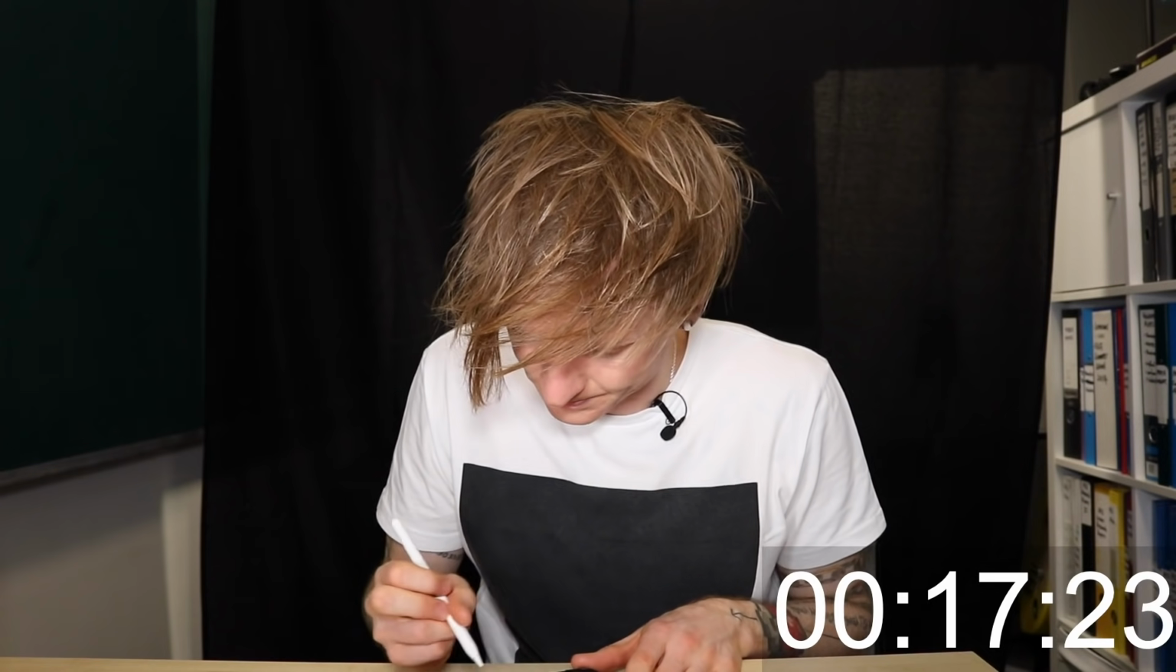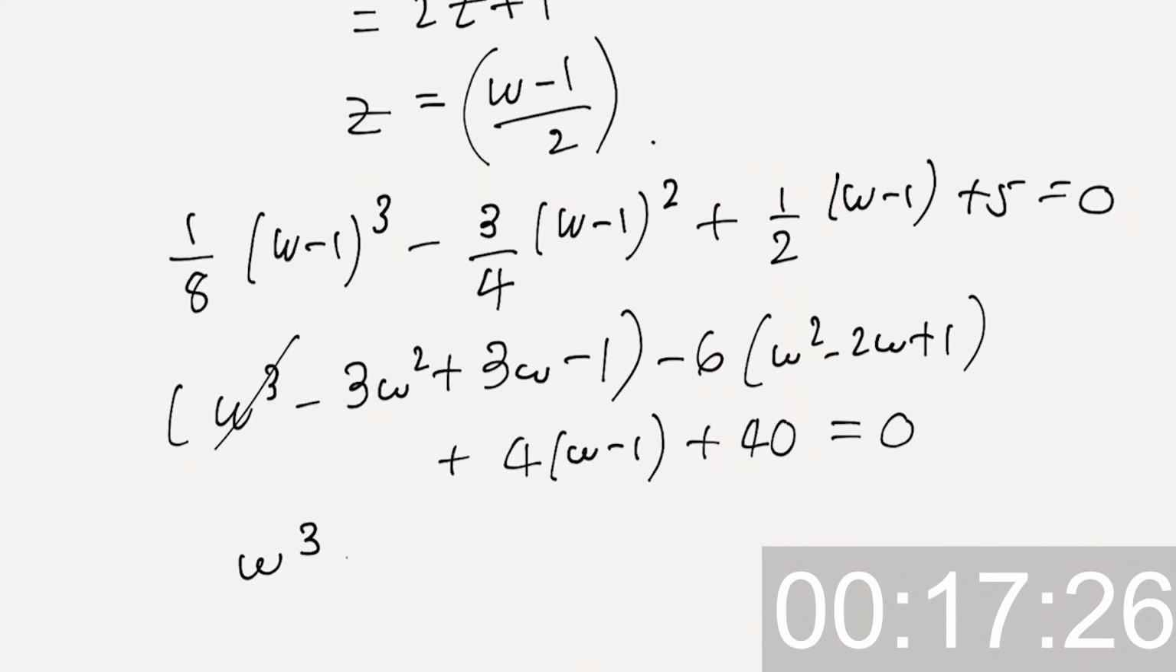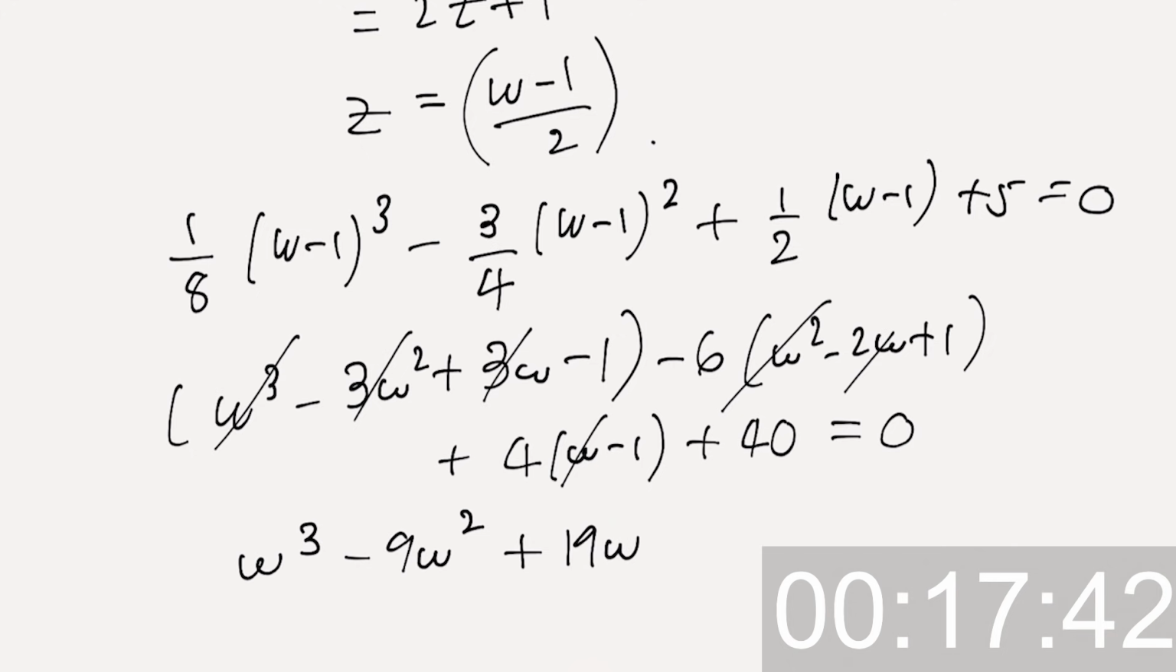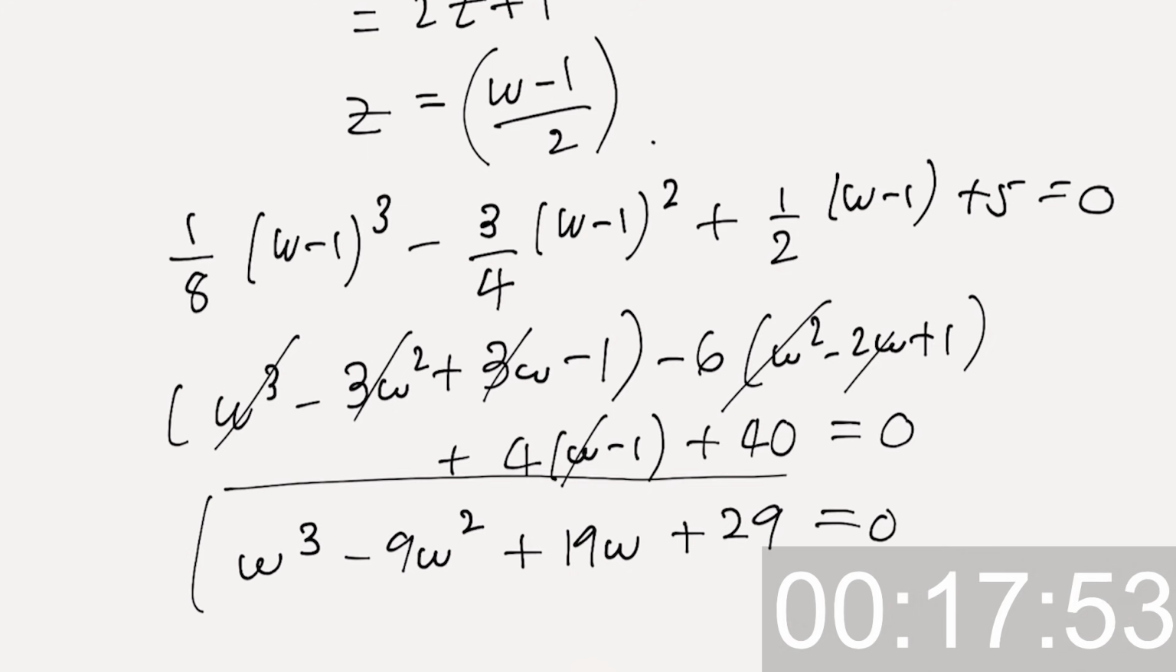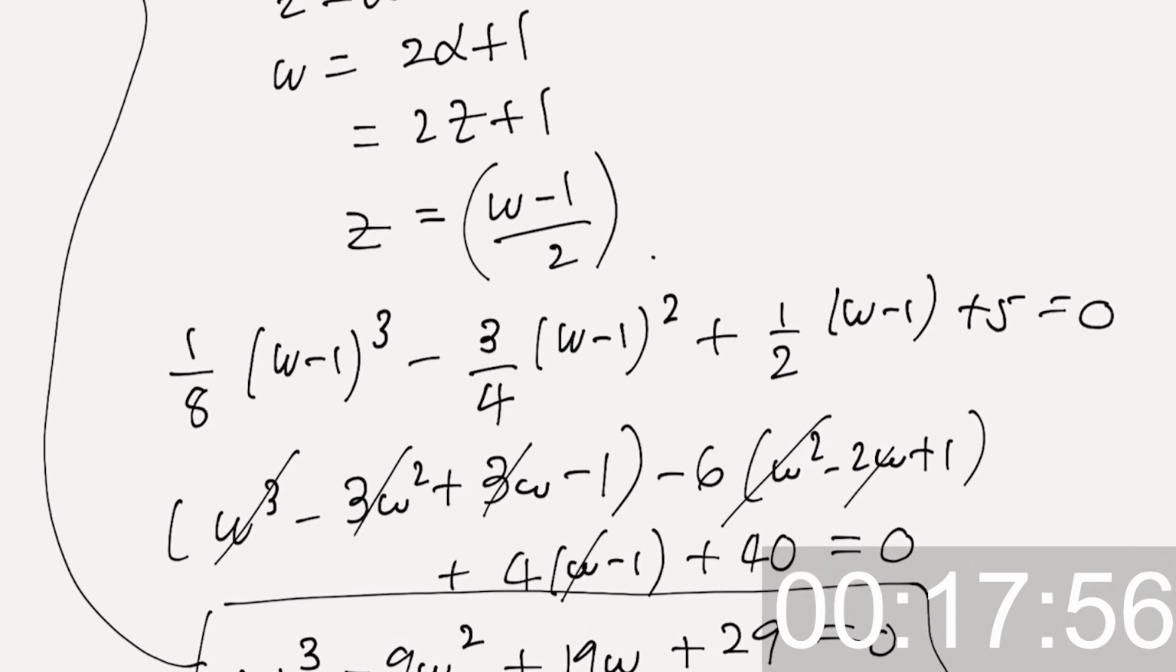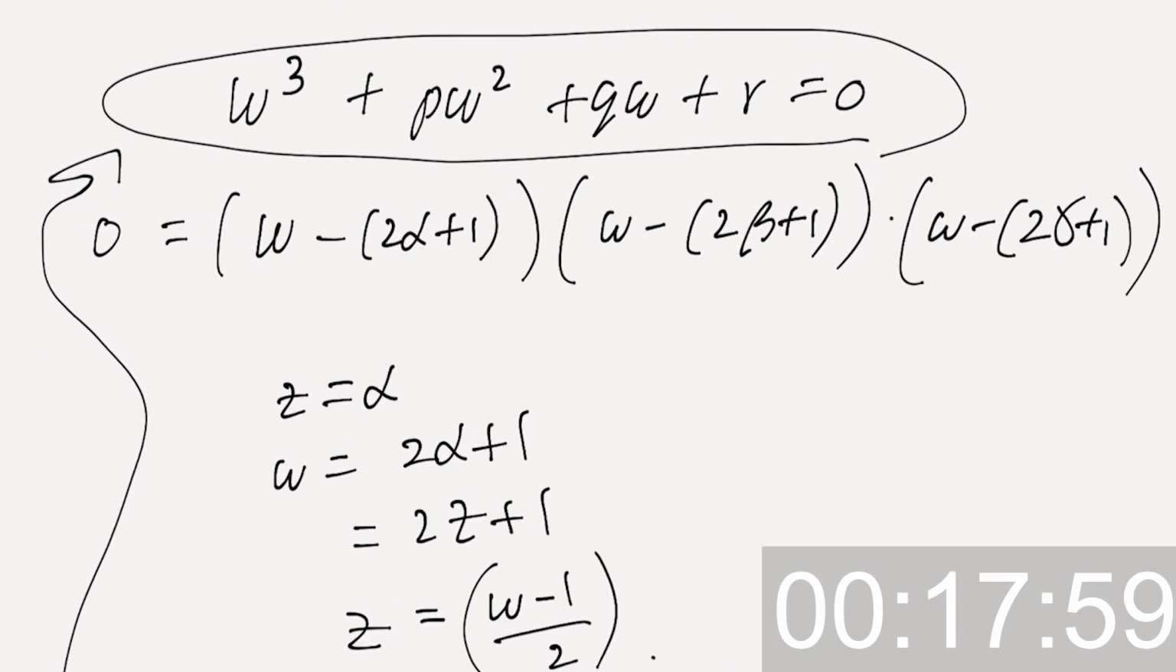So w cubed, minus 3 minus another 6, minus 9w squared, plus 3w plus another 12, so that's 15w, plus another 4, plus 19w, that's all of them. And then I've got minus 1, minus 6, minus 7, minus another 4, minus 11, plus 40, so that's plus 29 equals 0. So I think that is the equation up here. And so p is minus 9, q is 19, r is 29, I think.